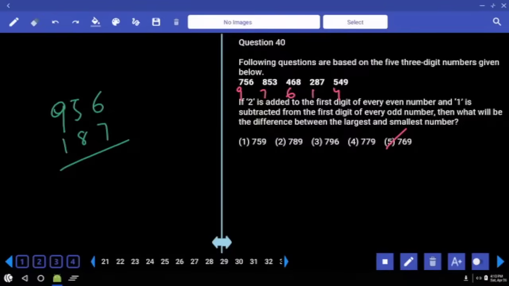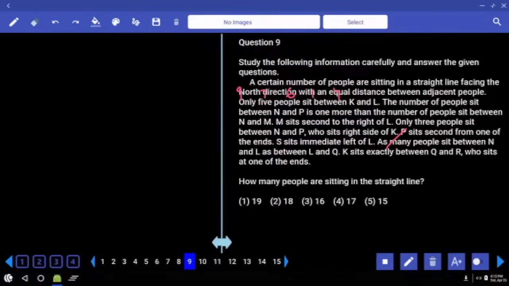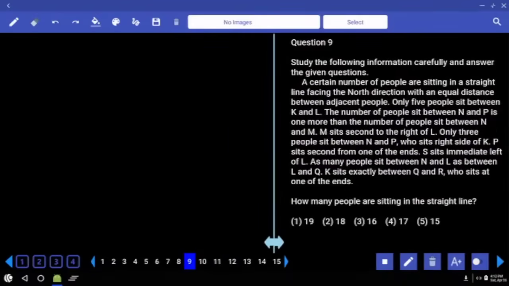Then first one, 9 to 12. 9 to 12 comes under second priority; we have left it there. Certain number of persons are sitting in a straight line facing north and only 5 in between K and L. 5 in between K and L means how many possibilities we have? 2 possibilities. And what are those 2 possibilities? If K is here, 1, 2, 3, 4, 5, L will be here. Or if L is here, 1, 2, 3, 4, 5, K is. Does that fit? 5 in between K and L.